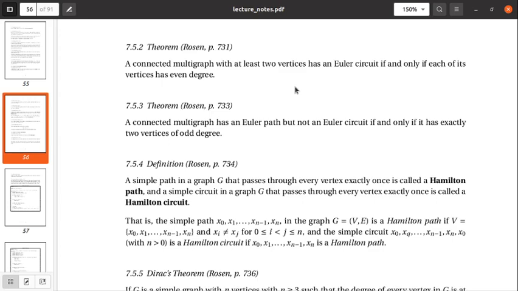And if you enter, you have to be able to exit, or in the case of that very initial and terminal vertex, if you exit, you have to be able to re-enter. So we would expect there to be a condition like this where it has even degree, and Euler was able to formalize that. Okay, so next theorem: a connected multigraph has an Euler path but not an Euler circuit if and only if it has exactly 2 vertices of odd degree.